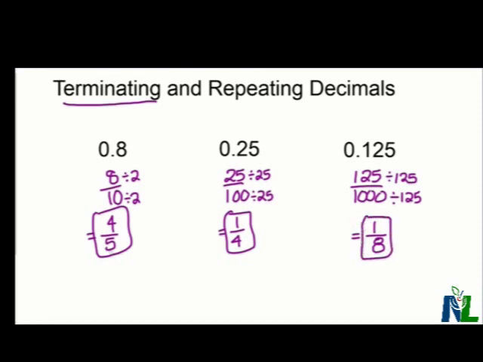So fractions that are written over 5, 4, and 8 are all examples of things that will turn into terminating decimals if you were to write them in decimal form.